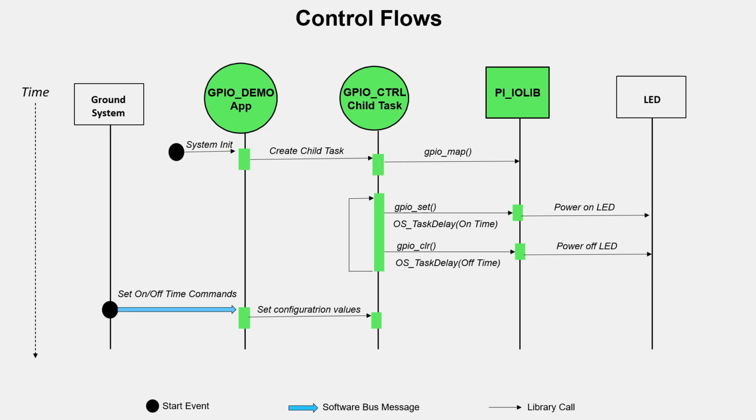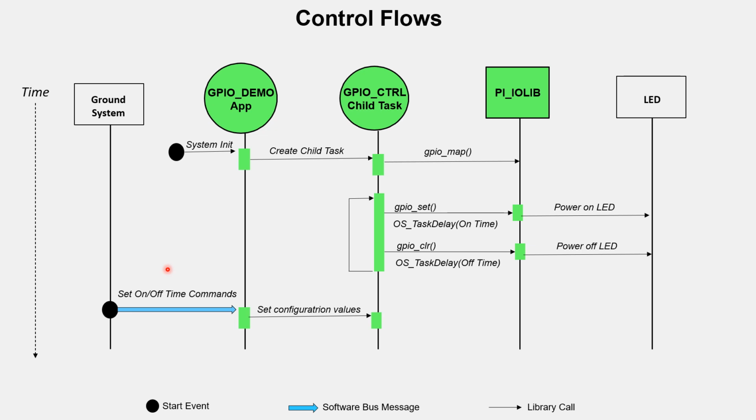This sequence diagram shows the two main control flow scenarios. The first scenario is when the system initializes. The GPIO demo app creates a child task, and the child task constructor does a GPIO memory map. If this map is successful, it enters an infinite loop. At the top of the loop, it sets the LED pin and then delays for the on time. Then it clears the LED pin and delays for the off time, and then it repeats this indefinitely.